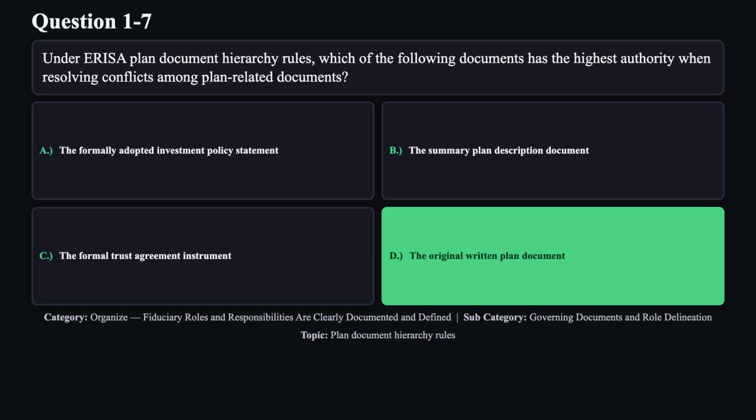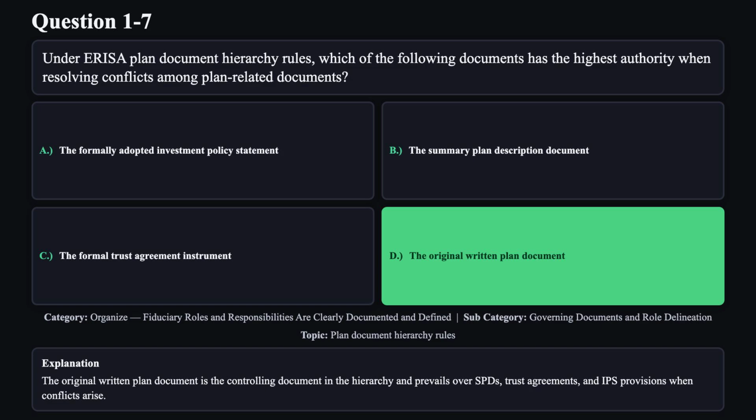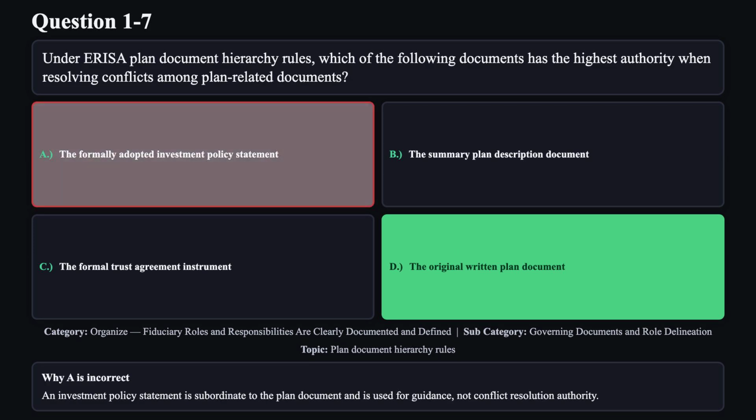The correct answer is D. The original written plan document is the controlling document in the hierarchy and prevails over SPDs, trust agreements, and IPS provisions when conflicts arise. Reason A is not correct. An investment policy statement is subordinate to the plan document and is used for guidance, not conflict resolution authority.